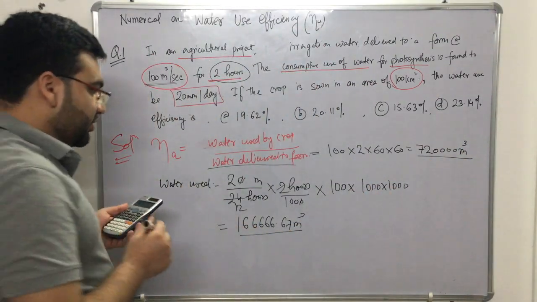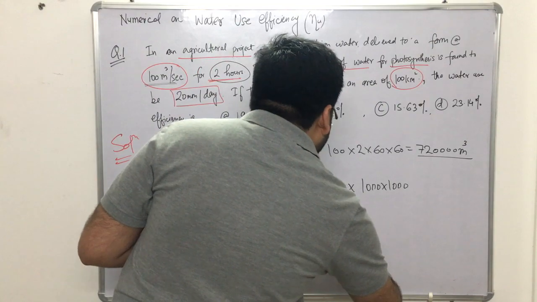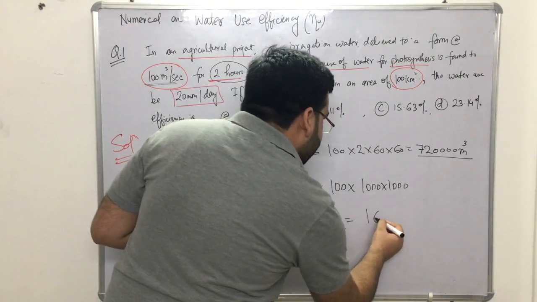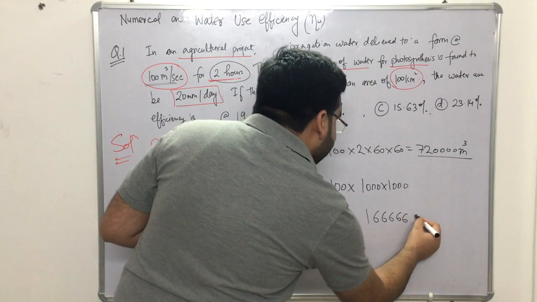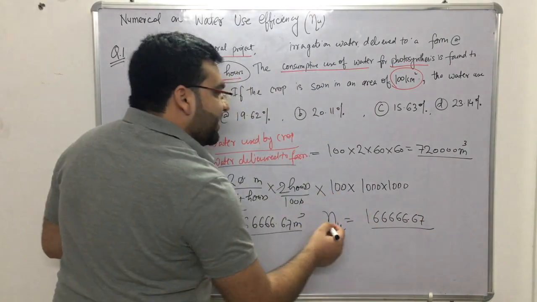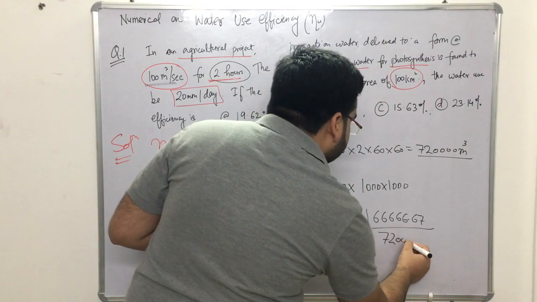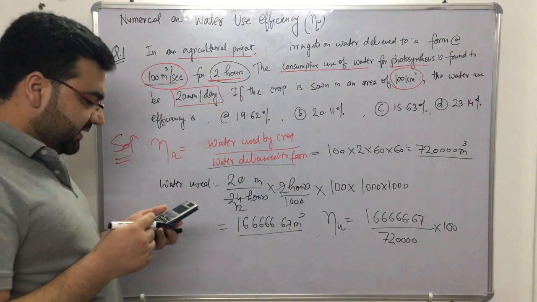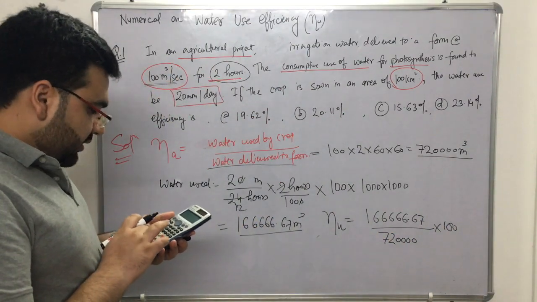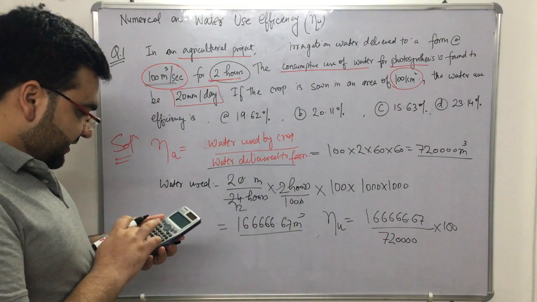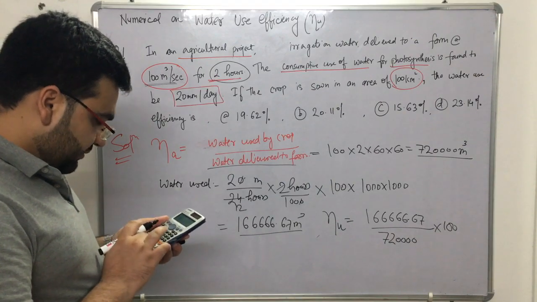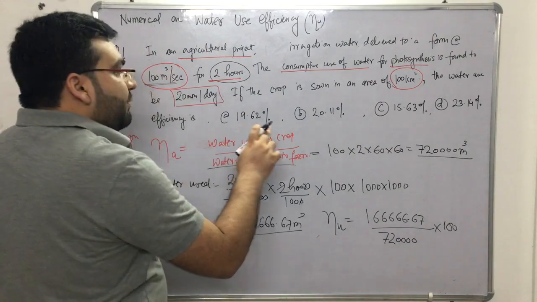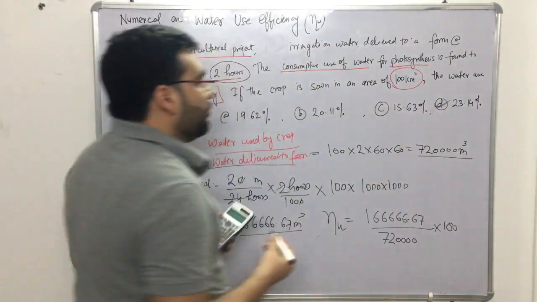So this much is used, so water use efficiency will be equal to 1,666.67 divided by 7,20,000, multiplied by 100 to get the efficiency in percent. It comes out to be 23.148. So 23.148, so D is the most appropriate answer.